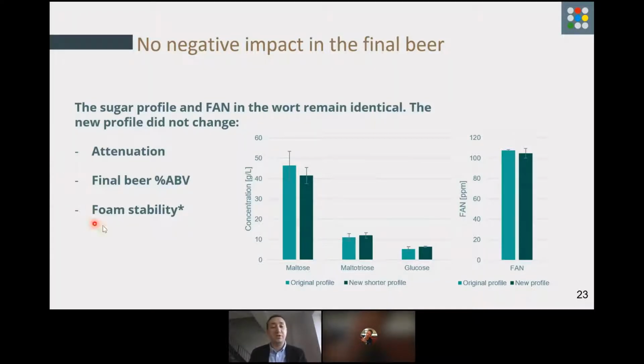And what is worth mentioning is that the foam stability was also the same for both profiles. Actually, it was slightly better with the modified profile, but that's discussed in the paper. It could be due to the nature of the malt. But what we observe is that there are no changes or no negative impact on all the properties.